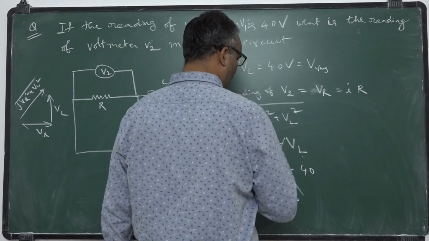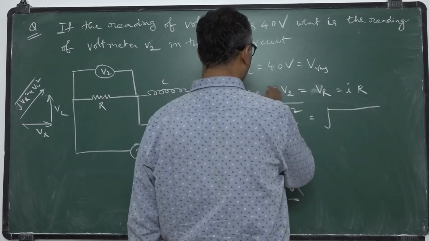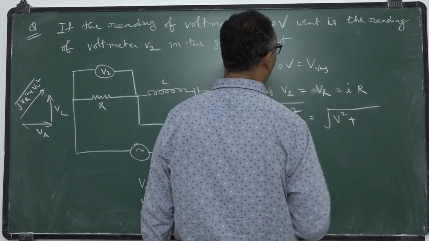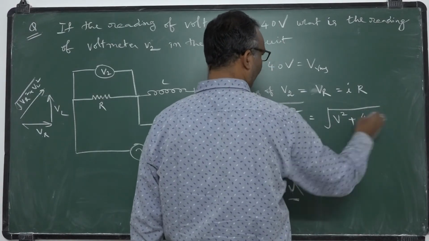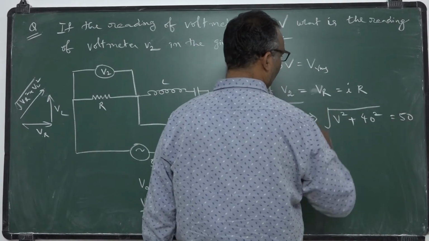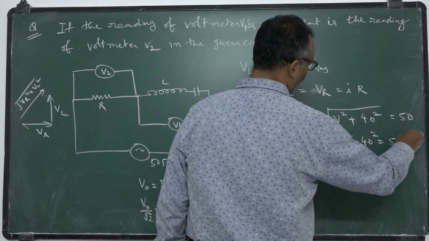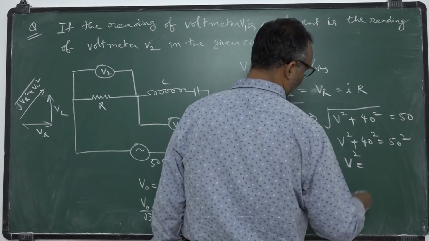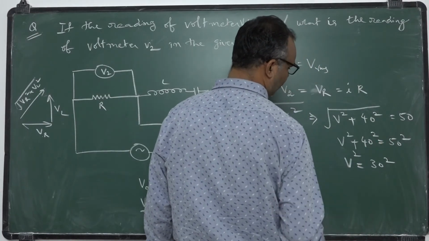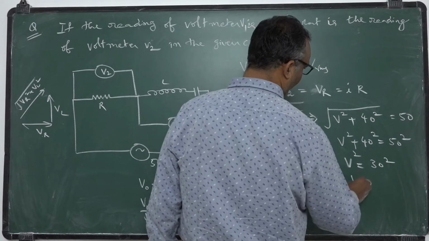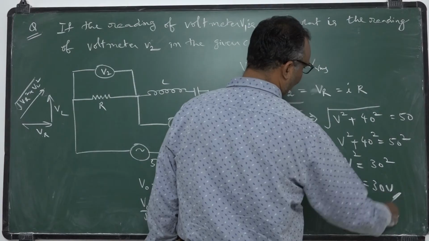So, this procedure is wrong. You have to go for square root of voltage across resistor, means V square, plus voltage across inductor, means 40 square, that is equal to 50. Which implies V square plus 40 square is equal to 50 square. V square is equal to 30 square. So, V is equal to 30 volts. This is the right answer.